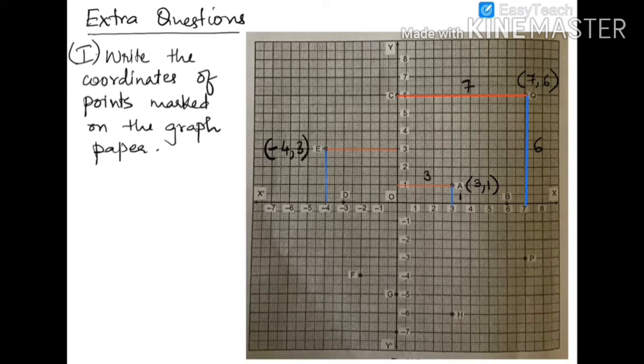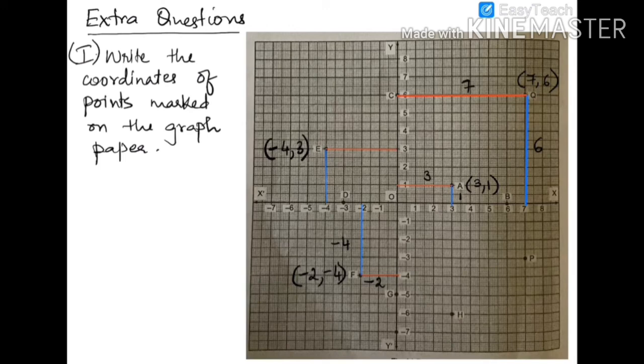Let's move to the third quadrant. Perpendicular distance of point F from the y-axis is -2 and its perpendicular distance from the x-axis is -4. So the coordinates of point F will be -2, -4. Now move to the fourth quadrant.